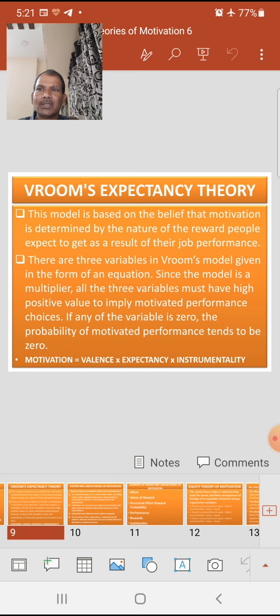And expectancy. It is also referred to as effort-performance ability. We may call it effort-performance ability. It refers to the extent to which the person believes his efforts will lead to the first level outcome, that is completion of the task. Expectancy is the probability that a particular action will lead to an outcome. It is the perception in the mind of the individual of the likelihood that a particular action and behavior will lead to a certain outcome.